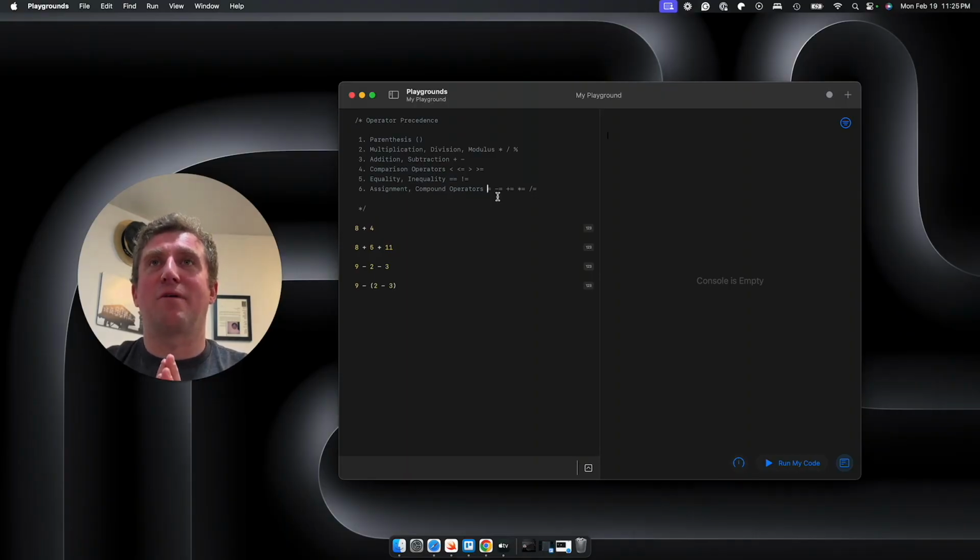Play around with it here in Playground Book. Just do different math operations and see what happens. See if you get the answer you expect to get based on the rules that you already know from your math classes. It's pretty similar.